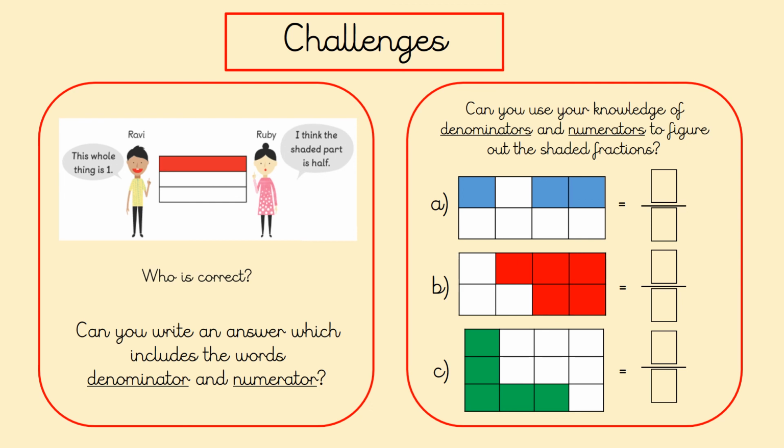Or can you use your knowledge of denominators and numerators to figure out these quite tricky fractions? Even if you can't think of the name for them, you can still figure out how to write them by thinking about the denominator on the bottom, what type of family it's from, and the numerator, how many are shaded.